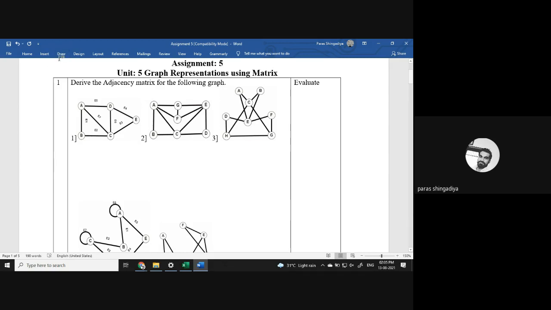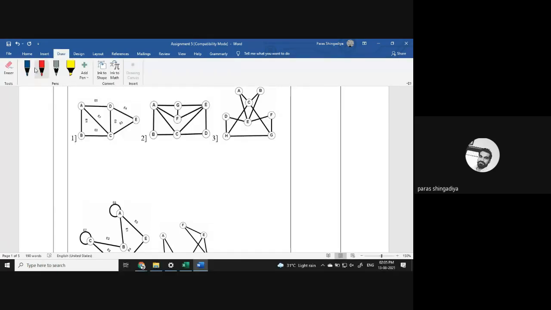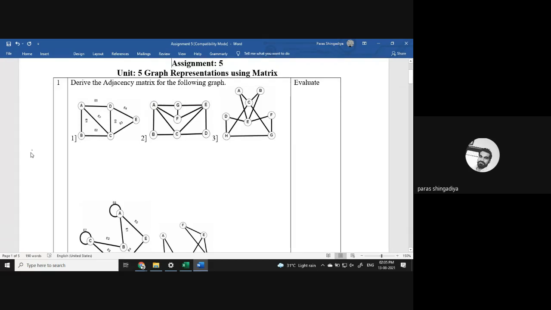And first we consider the order of the matrix. So how can we consider the order of the matrix? It is equal to the number of vertices of the given graph. So in the first graph, the number of vertices is equal to 5. So the size of the matrix is equal to 5 cross 5. Now consider a 5 cross 5 matrix for this graph, with 5 rows and 5 columns.